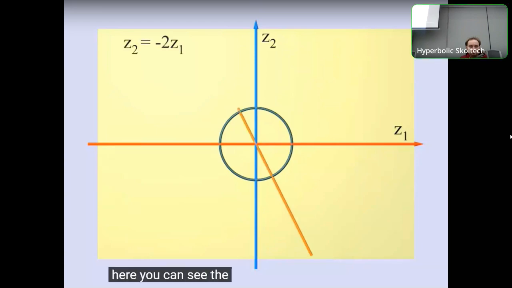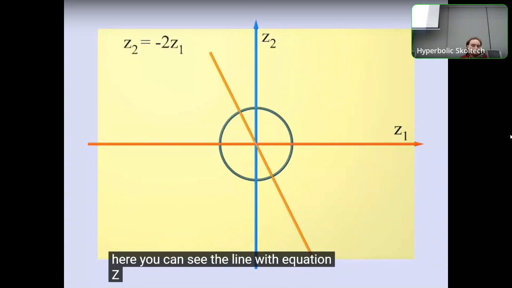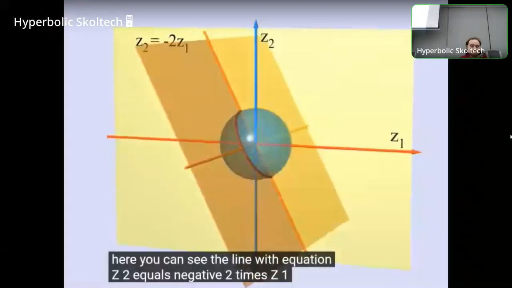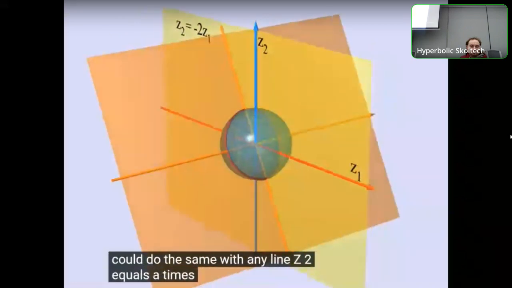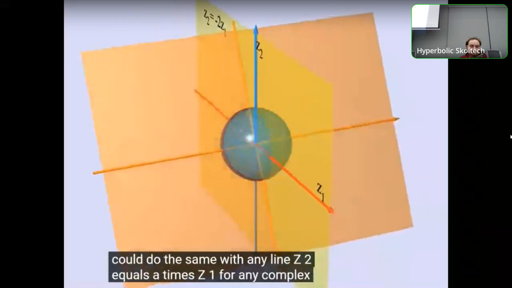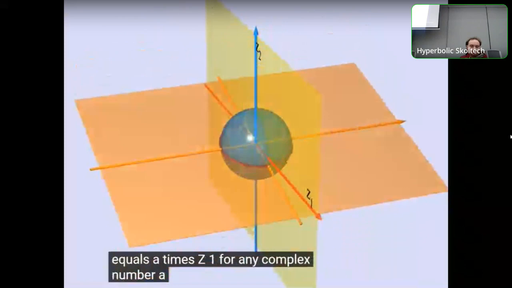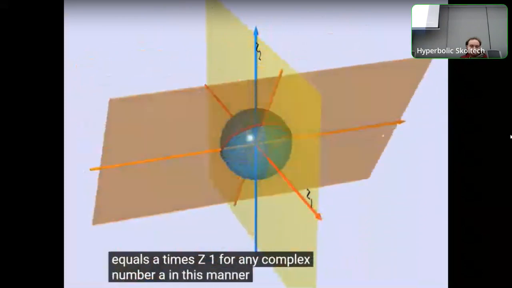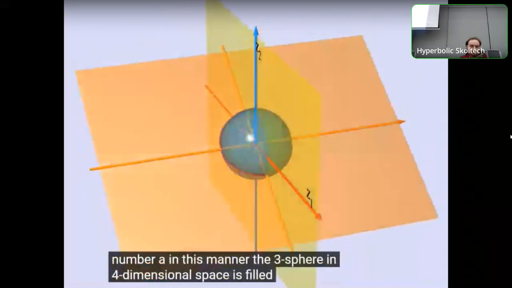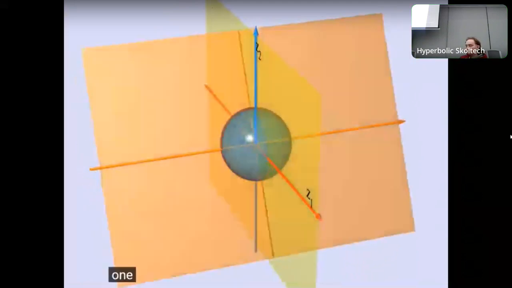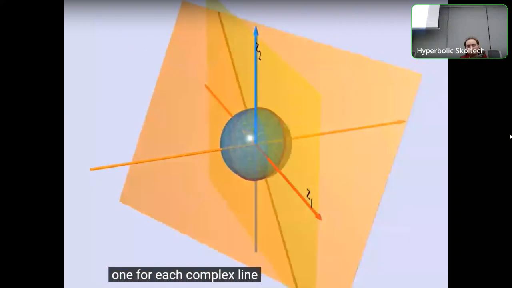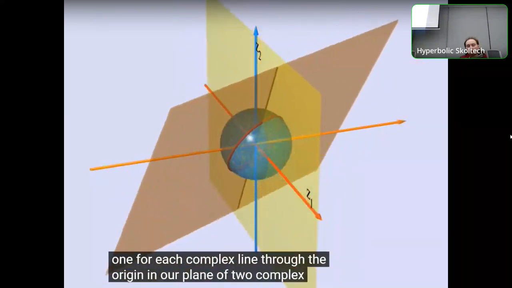Here you can see the line Z2 equals negative 2 times Z1. But we could do the same with any line: Z2 equals A times Z1 for any complex number A. In this manner, the 3-sphere in four-dimensional space is filled with circles, one for each complex line through the origin in our plane of 2 complex dimensions.